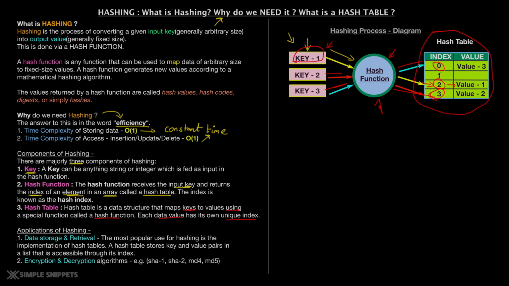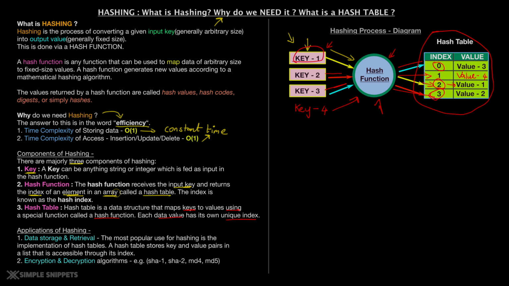You may notice that index 1 is empty, so that can be filled. Let's say there is one more key, key 4. If you pass that, this hash function may place it, depending upon what algorithm is used, over here and call it value 4. Okay, so each key has a unique index location in the hash table. This is basically what the hash table does: it maps the keys to values using a special function, and each data value has its own unique index. So no other key will be placed over here once key k1 has occupied this place.